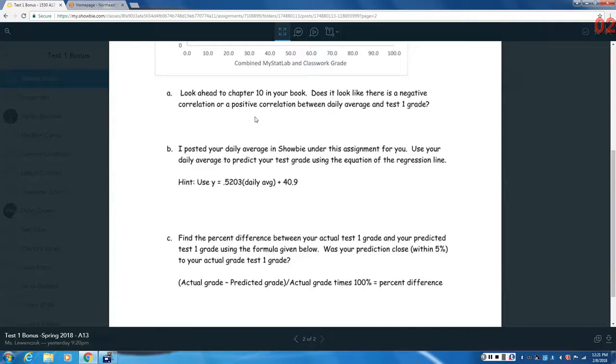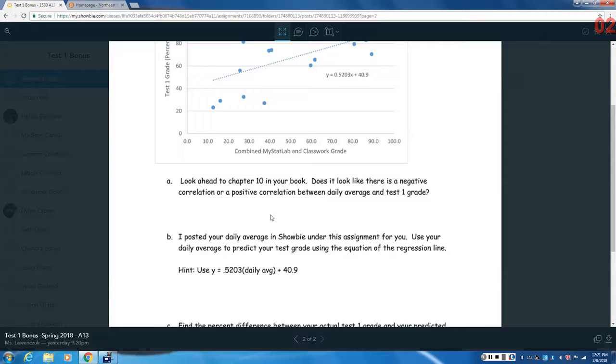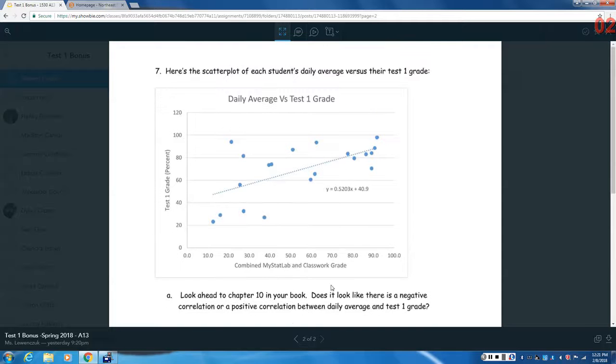What you're supposed to do is go ahead and use whatever I typed in for your classwork average, even though everybody's going to be slightly off, okay? You're supposed to just put your daily average in here and you're predicting your test grade. And then you're supposed to take your actual test grade minus your predicted grade and divide it by your actual test grade times 100. So you're supposed to follow that formula. And I said to look ahead in chapter 10, so look at your book. Anyway, that's the Test 1 bonus.